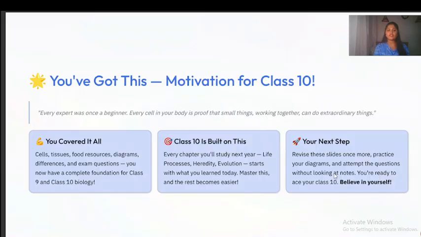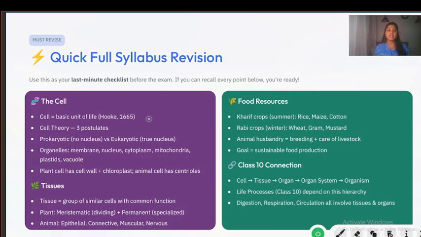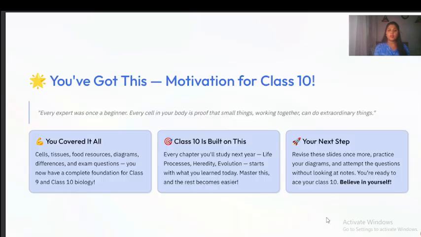Okay, so what have we understood completely here in this particular video? We have understood about the cell, the basics of the cell, the discovery and organelles, then tissues, types of tissues, which are dividing, which are not dividing, animal tissue, plant tissue, food resources, and the connection to your class 10th also. Basically, from life process to reproduction, you connect these topics. Now you have understood all the basics of your ninth. You're completely ready for your 10th now.